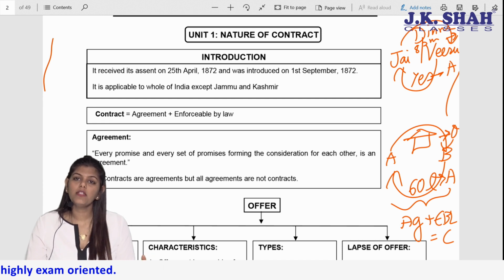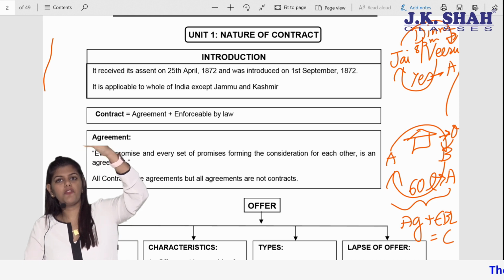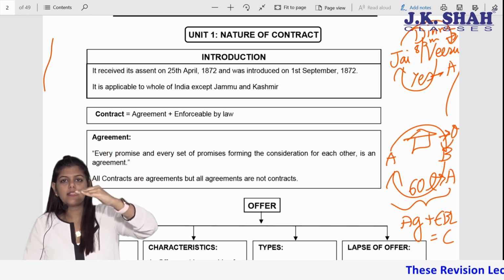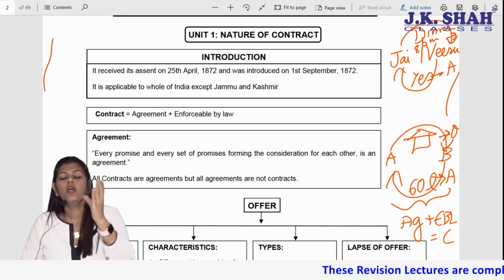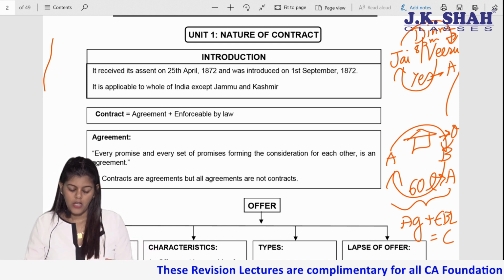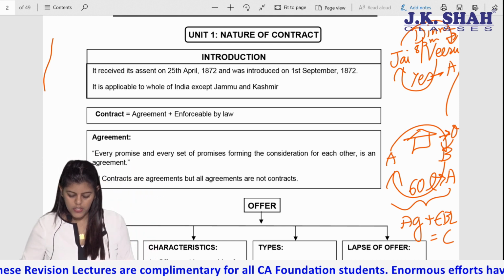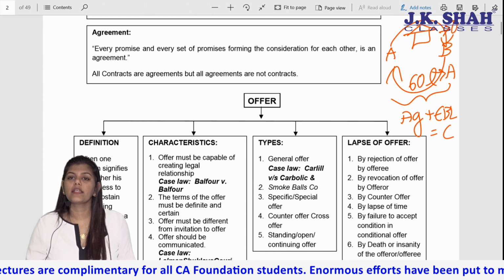Agreement is offer plus acceptance. Now, if I take the hierarchy, first there will be an offer, then there will be acceptance, which will become an agreement, which is enforceable by law, and hence it will become a contract. From contract, you got the word agreement. From agreement, you got 2 new words, that is offer and acceptance.